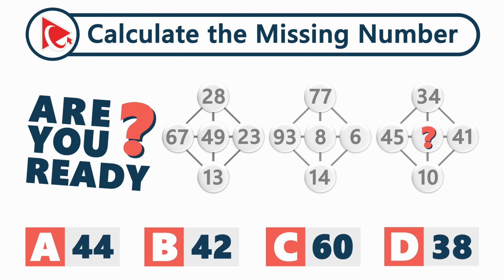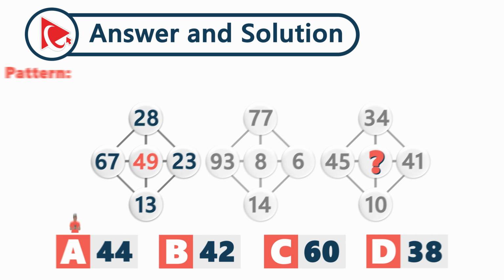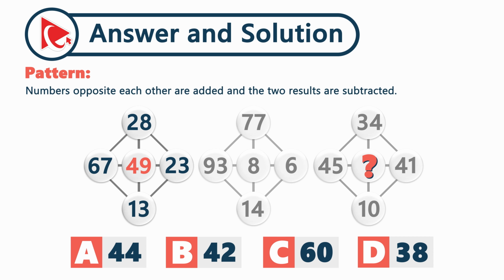Time's up. Are you ready with your answer? Remember the hint I gave you? With that hint, you could probably determine the pattern. And the pattern here is that the numbers on the opposite sides are added, and then the 2 results are subtracted.